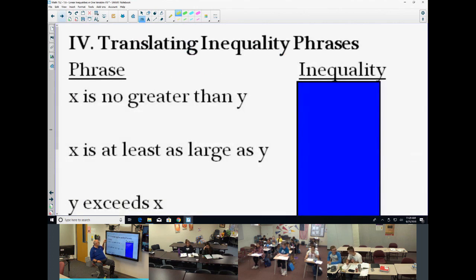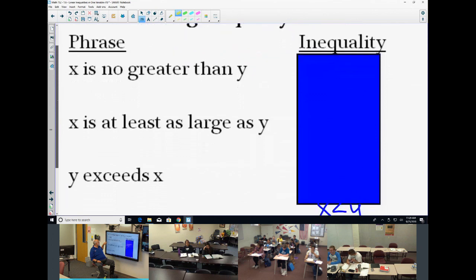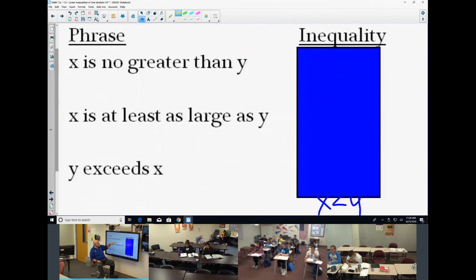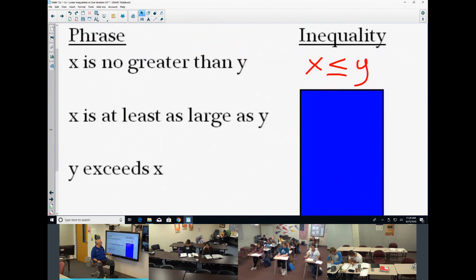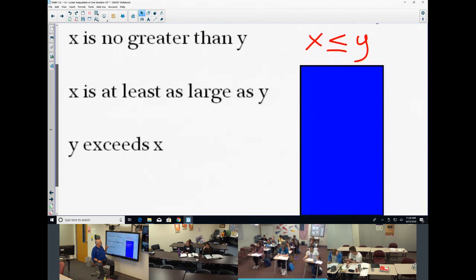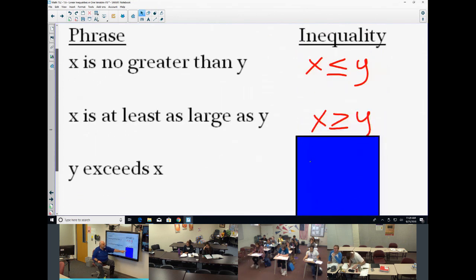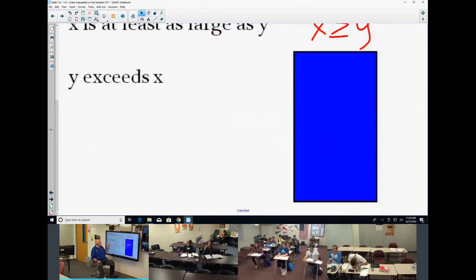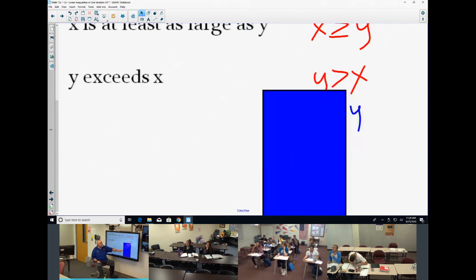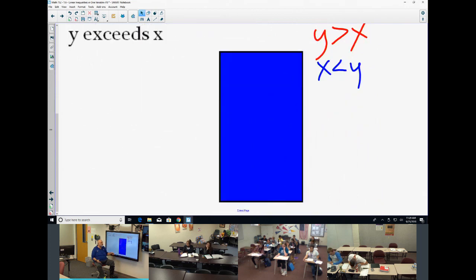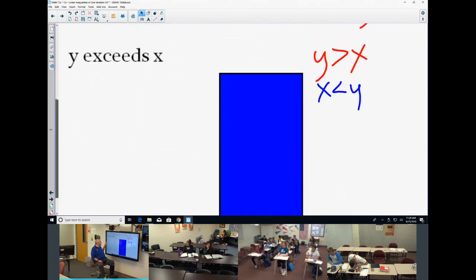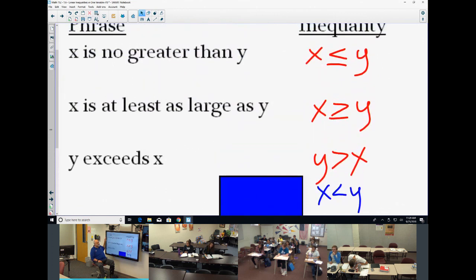All right. So, x is no greater than y. So what would that be? X is less than or equal to y. X is at least as large as y. X is greater than or equal to y. And then how about y exceeds x? Y is greater than x. Or you could say x is less than y. Either one of those would be right. Okay. All right. Any questions on any of those?